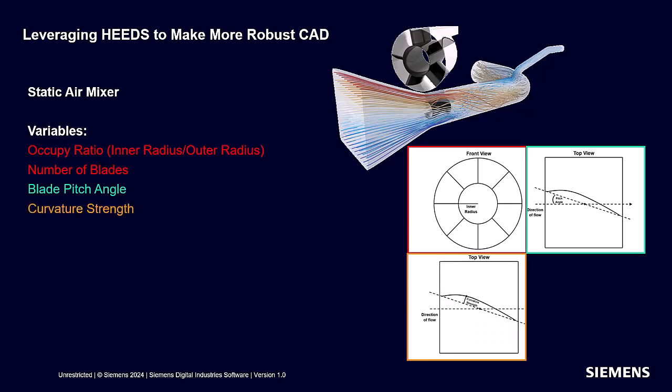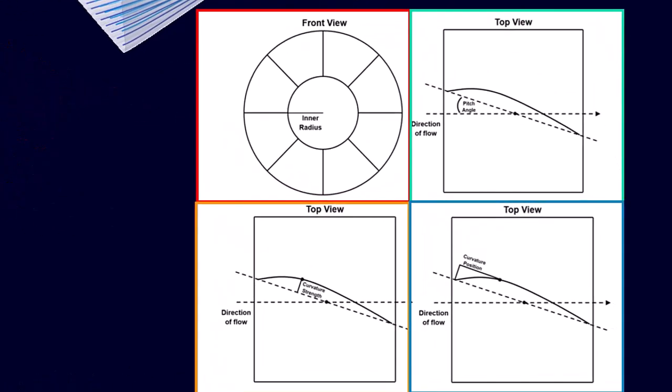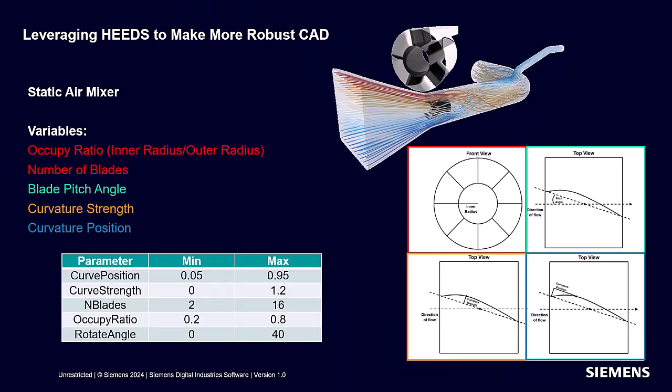A parameter called curvature strength is used to define the amount of curvature on the blades. An additional parameter, curvature position, defines where that curvature occurs along the blade. Our design department has developed a parametric model in CAD to capture these intended variables against our prescribed intended variable variation, shown here in the table.